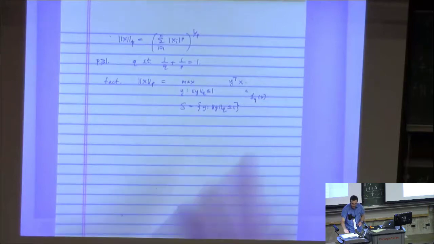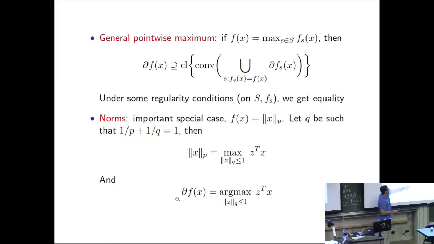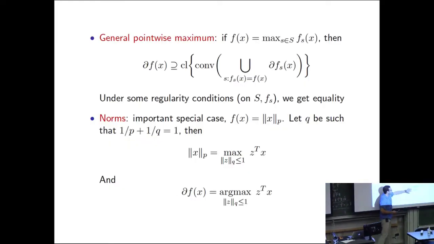And in this case, we actually get that this rule describes all of the subgradients. And in fact, this reduces to something very simple. The subgradients of the LP norm at a point x are just all of the values of y, I guess I had z on the slide here, that achieve the max.